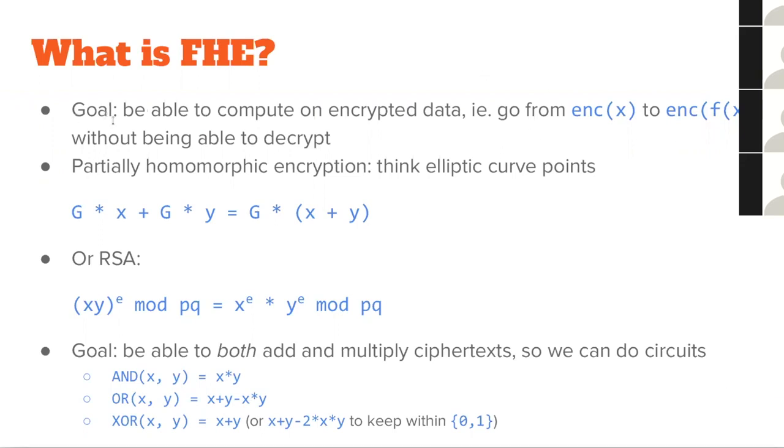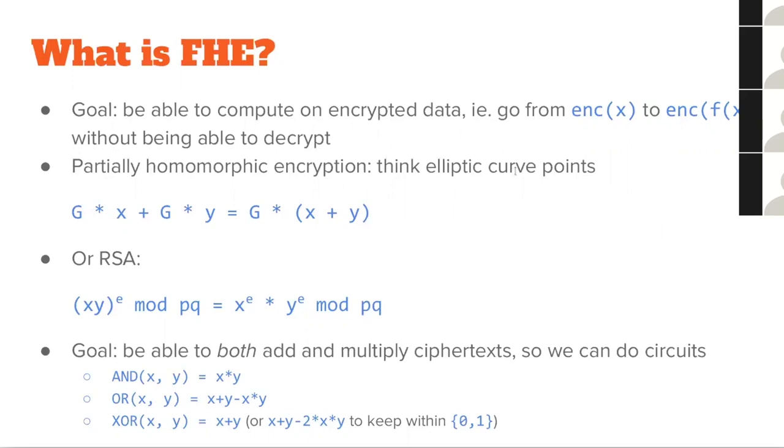So the goal of fully homomorphic encryption is basically to have an encryption scheme where you can compute on encrypted data, right? So if you have an encryption of X, you want to be able to turn that into an encryption of f of X for some function f, without being able to decrypt, so without being able to determine X or determine f of X. So you can think of partially homomorphic encryption protocols that we know about already.